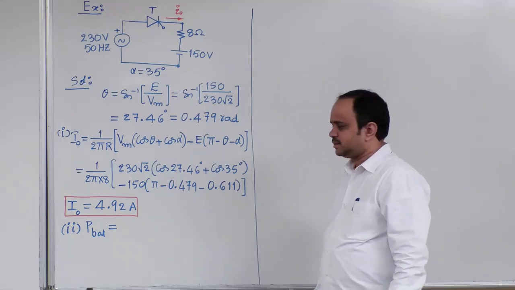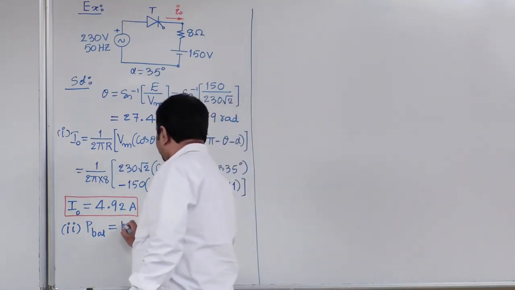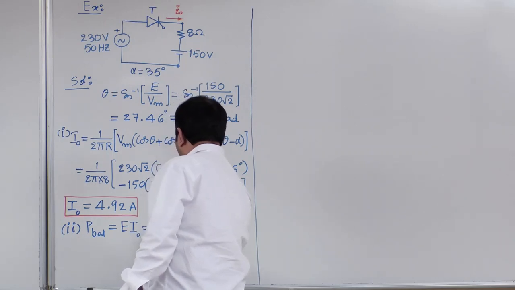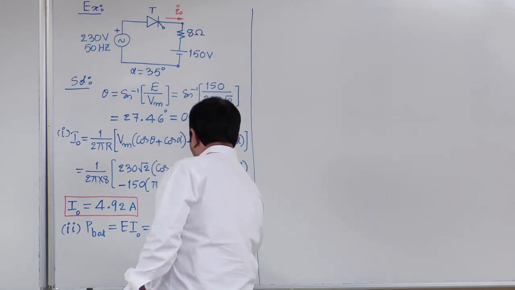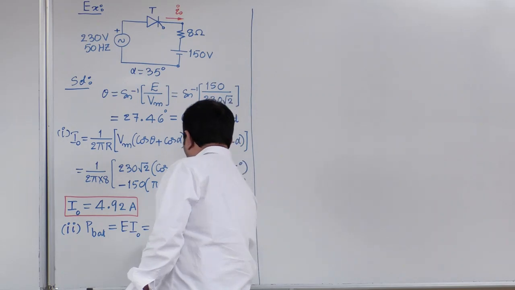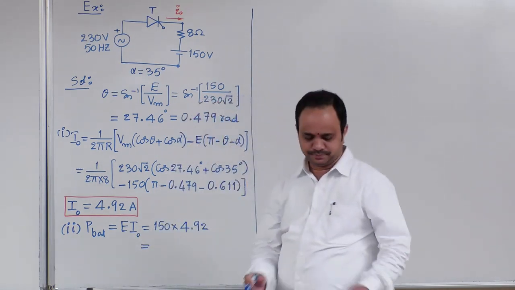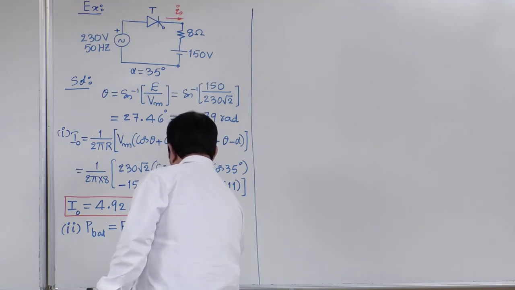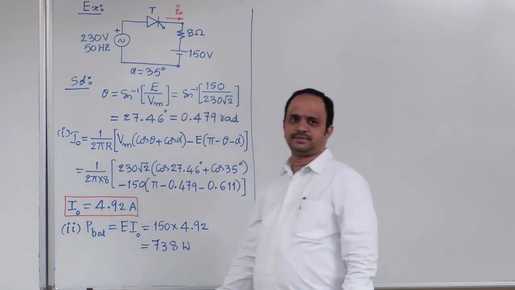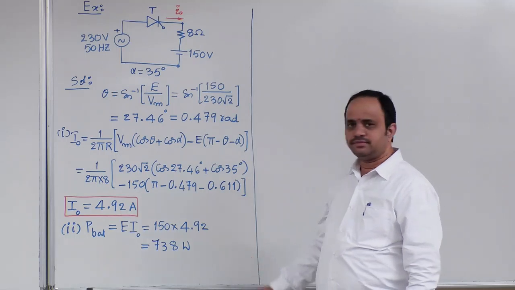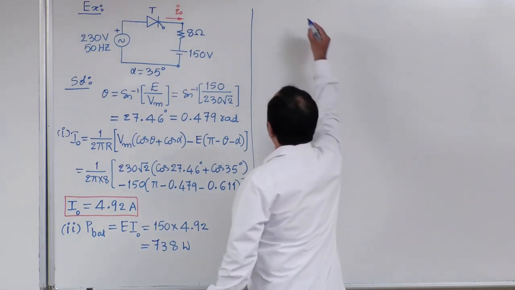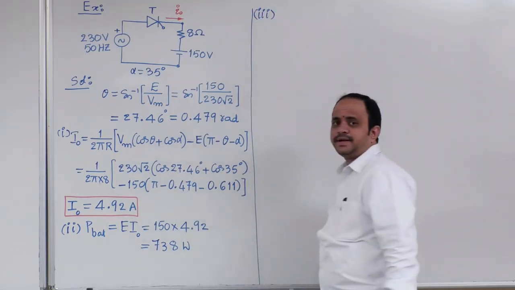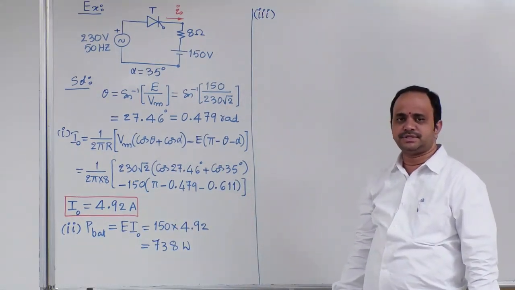The next question was power consumed by the battery. What is the expression for that? E into I naught, 150 multiplied with 4.92. This numerical value is 738 watt. Okay. Next, third question, power that is dissipated in the resistor.